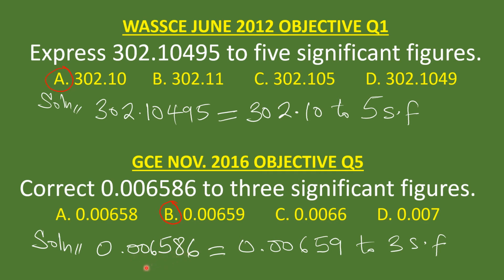0.006586. We said whenever we have a situation like this, these zeros after the decimal point are not significant. So the first significant figure here is 6. The second is 5. The third is 8. So they say to three significant figures. Now, because the number immediately after 8, which is this 6 here, is more than 5, we increase this 8 by 1, making it 659. So that is the answer.